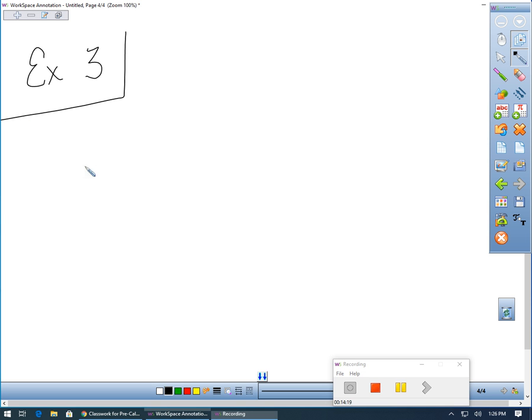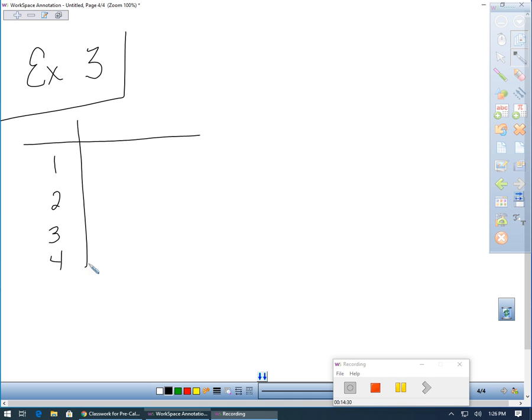Let's go with 1, 2, 3, 4. And let's go with negative 3, negative 7, negative 11, negative 15. All right, I want you to write an expression. So first, of course, we have to figure out if there's a coefficient on a variable, right?